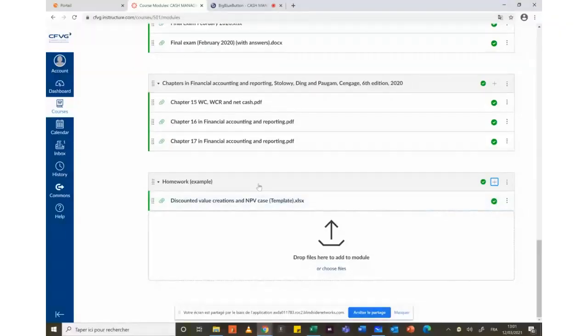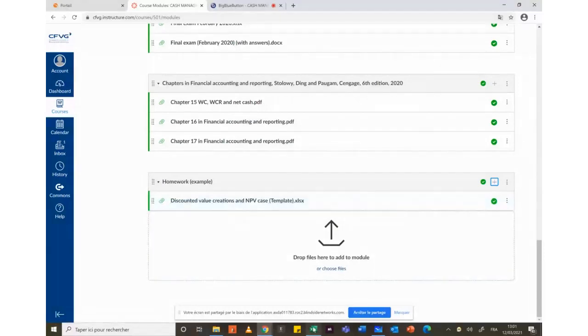Sorry, it's not this one. Oh, here. Where I share the screen. Yes, here. Okay. So in Canvas, the last module I put is homework example, a few seconds ago, discounted value creation and NPV case.